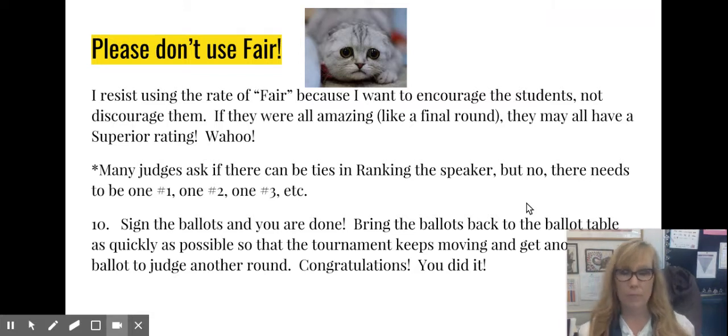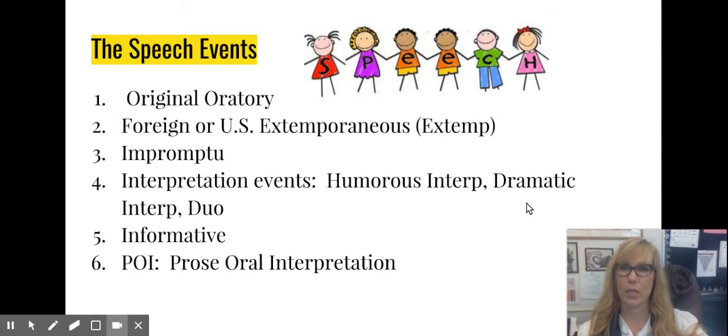So in general, if I'm filling them out as I go, I only need a couple more minutes to put the rank and the rate and off we go. So again, be kind. Don't use fair if possible. Don't just give everyone superior either. But at the same time, these kids are working hard.